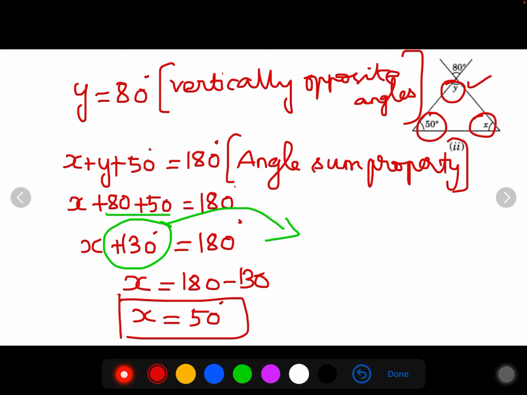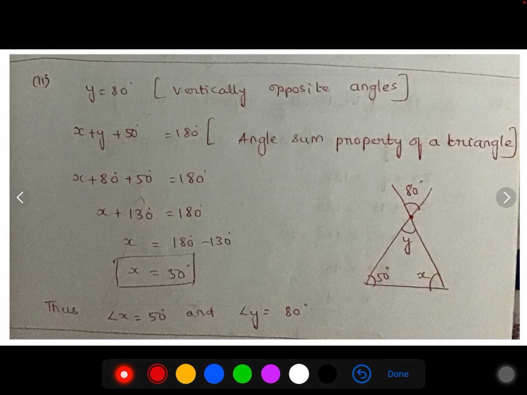So these are the unknown angles. Okay, so please write down the property inside the brackets like this. Okay, so this is second subdivision for you. Now third subdivision.